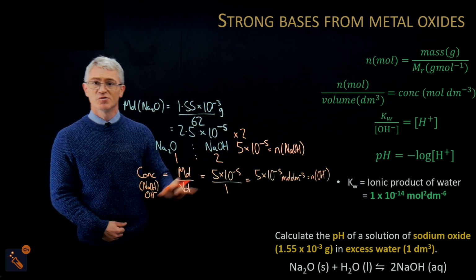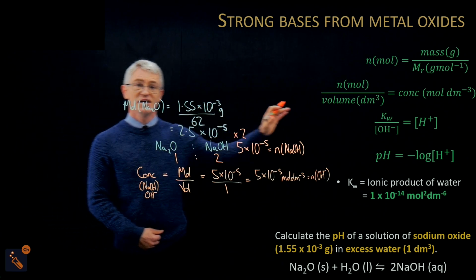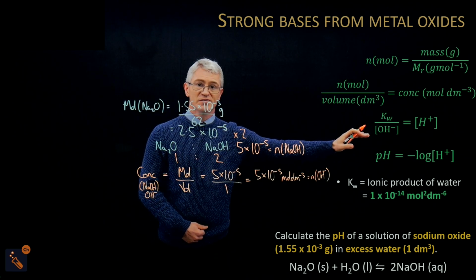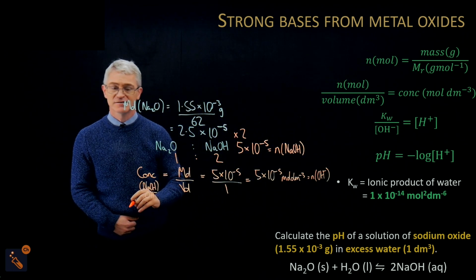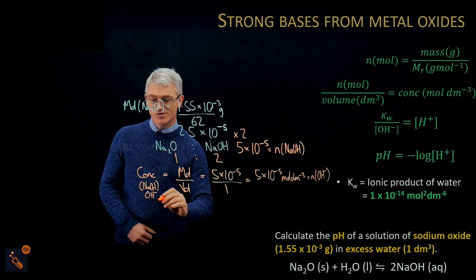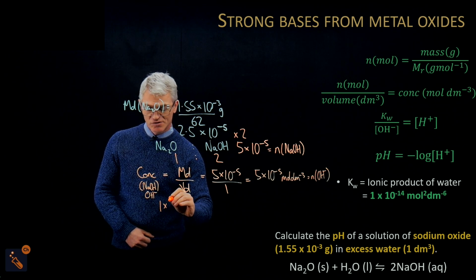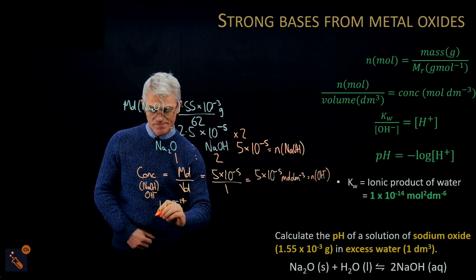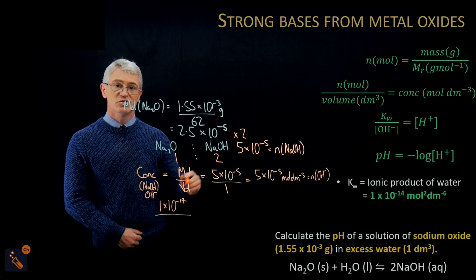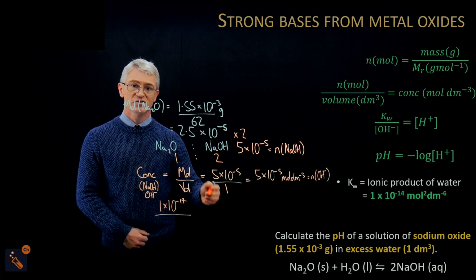So we've got the number of moles of OH minus, which means we can now start using Kw, because Kw divided by the concentration of OH minus is H plus. So we can put that in and say, right, Kw is 1 times 10 to the minus 14. You will divide Kw, 1 times 10 to the minus 14, by the OH minus.